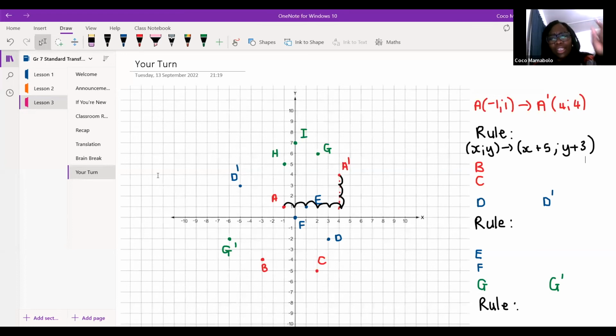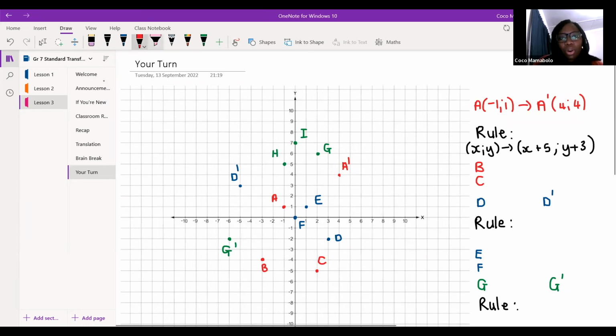My goodness. Okay, now here's the kicker, guys. We cannot write it in words. We are mathematicians. We need to write it in mathematical language. Now, we're going to use the same rule, and we're going to find B prime and C prime. And here's what I mean.